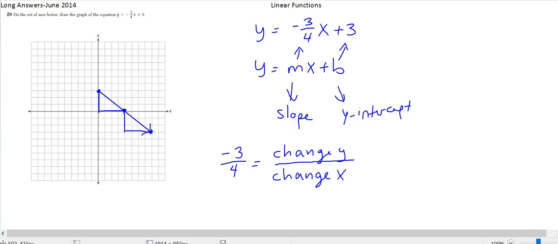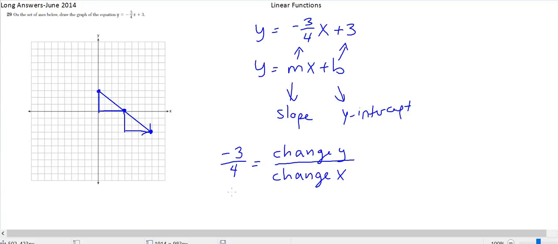And of course you want to put an arrow at the end to show that it goes on forever in that direction. On the Regents, you will also want to continue the line into the second quadrant. You don't want to just end it at the y-axis. You want it to cross over the y-axis as well. How are you going to do that?